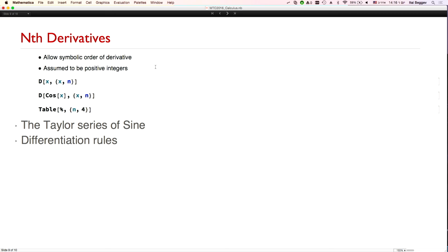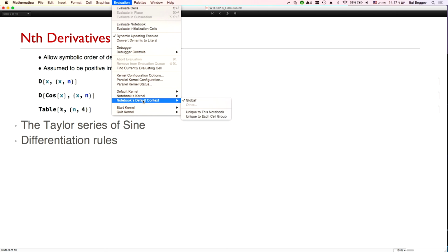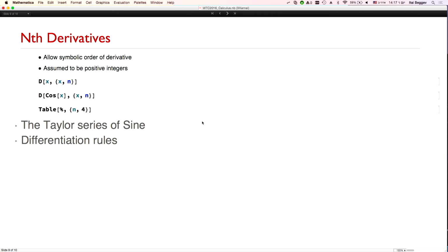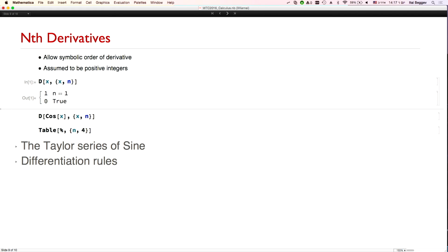You can all do this today, and now I'm going to need to switch from my normal kernel to my development kernel, because this is stuff that will be coming in 11.1. So we can now take derivatives of symbolic order. If I ask for the nth derivative of x, it'll tell me that derivative is 1 if n is 1, but it's 0 if it's any higher order of derivative. And D is assuming that n is a positive integer. So really, it's only 1 or 2 or higher, and you really do get 0.